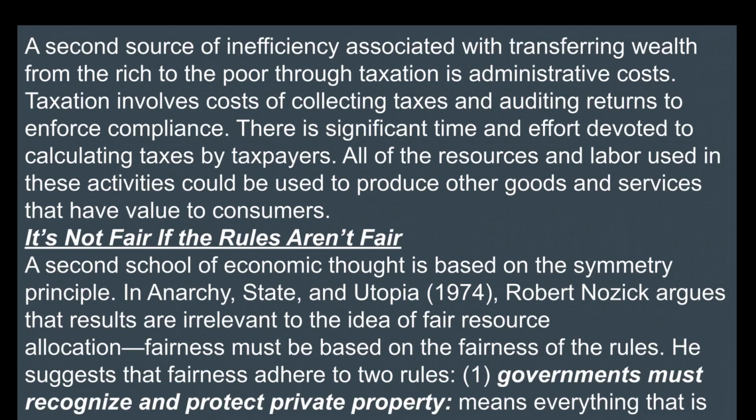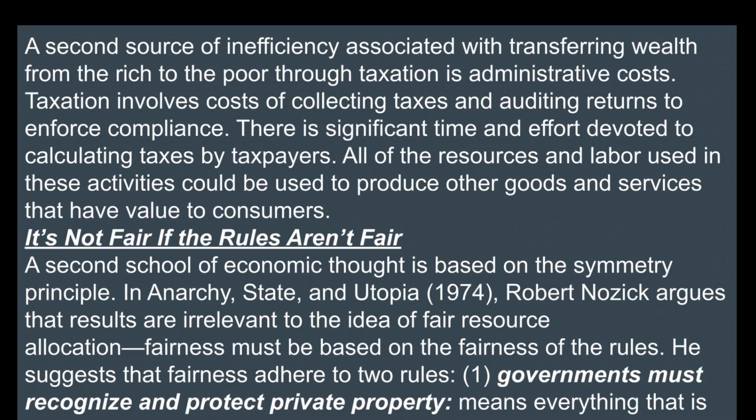A second school of economic thought is based on the symmetry principle. In Anarchy, State and Utopia, 1974, Robert Nozick argues that results are irrelevant to the idea of fair resource allocation. Fairness must be based on the fairness of the rules. He suggests that fairness adheres to two rules.